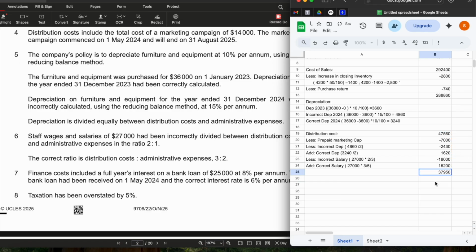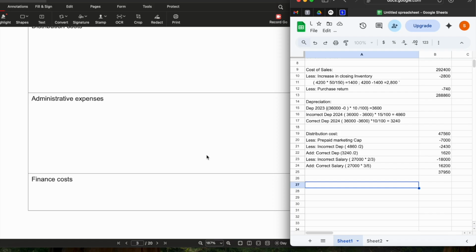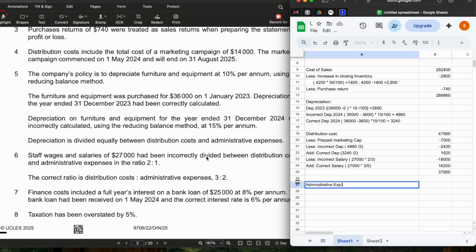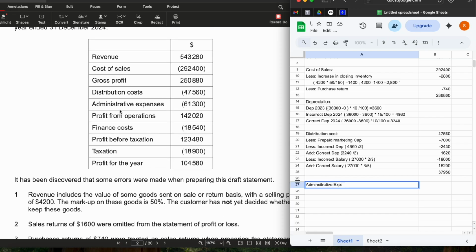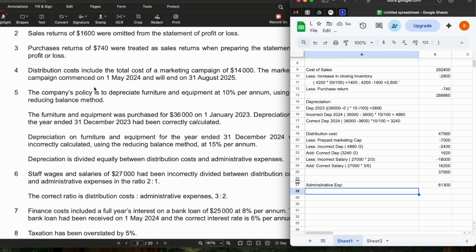So your amount is 37,940 distribution cost. After distribution cost, administrative expenses. Here it is 61,300. This is your administrative expense. In administrative expense, we don't have anything till here, marketing campaign.